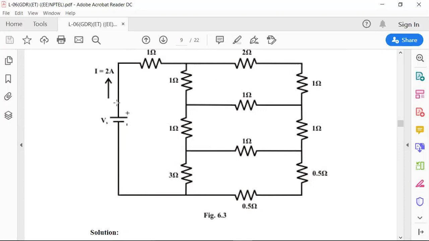Let me summarize the procedure. How to find the voltage source? First you should know the voltage relation: V is equal to I R. From here you can find the voltage.